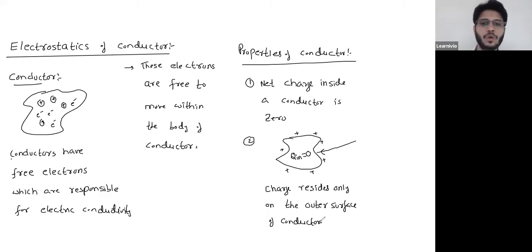So charge will reside only on the outer surface. There is no charge inside the conductor. The net charge inside the conductor is zero. Just note it down, then we'll do some more properties of conductor. Both the next topic, capacitance, as well as chapter number 3 are based on conductors. We will use these properties of conductors even in chapter number 3 in current electricity.